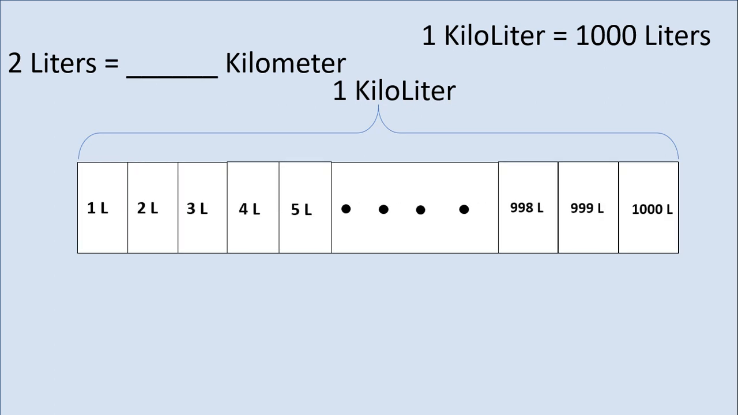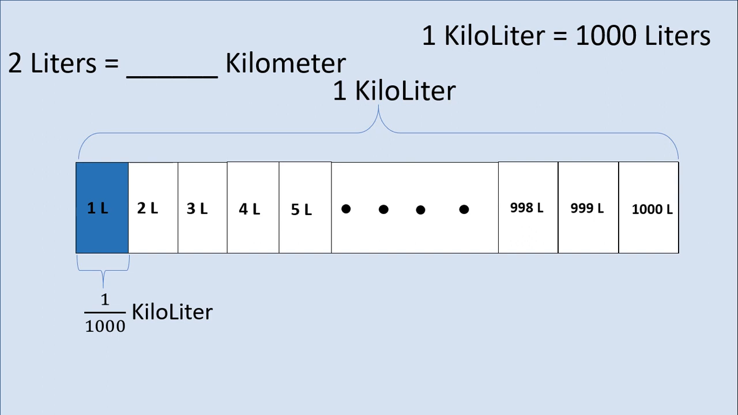Each part is worth 1 liter. So we have 1, 2, 3, 4, 5 liters at the start. Then we're going to do dot, dot, dot, 998, 999, 1,000 liters at the end of our tape diagram. Here, we're going to highlight 1 liter. This 1 liter is worth 1/1000th of a kiloliter.